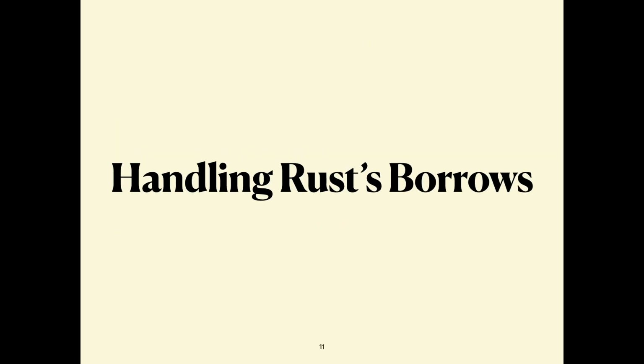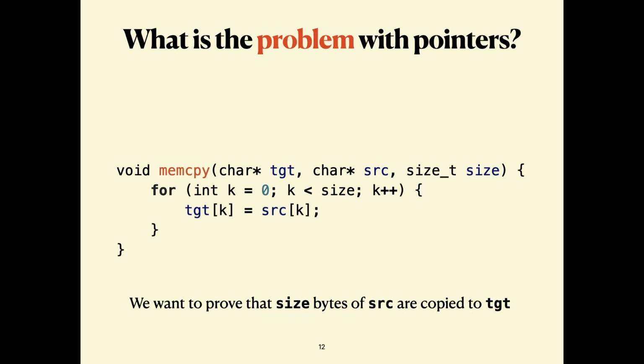So how do we handle Rust borrows? First, maybe let's go back over what is the problem with pointers in traditional C-like languages, right? So if we have something like this memcpy function here, I should also say, if you guys have questions along the way, feel free to interrupt me. I'd be happy to answer questions as we go through things here.